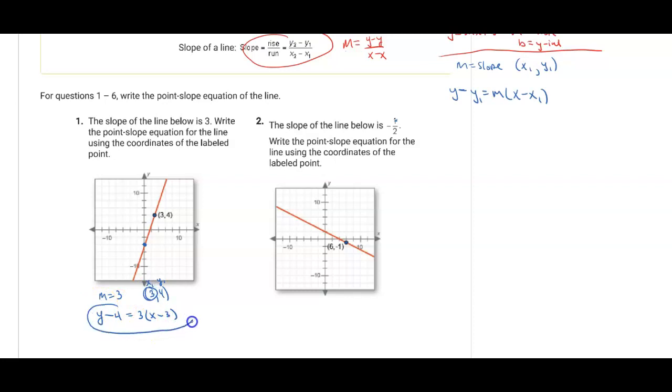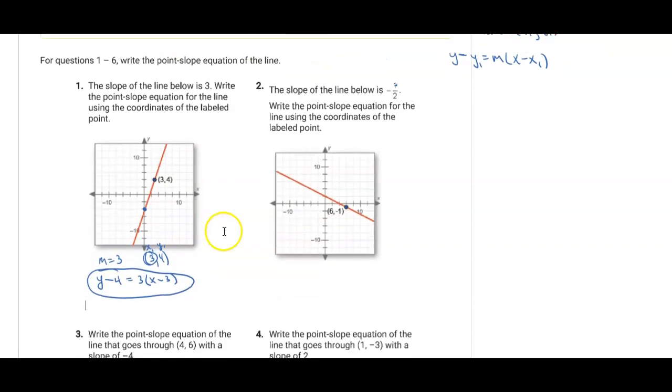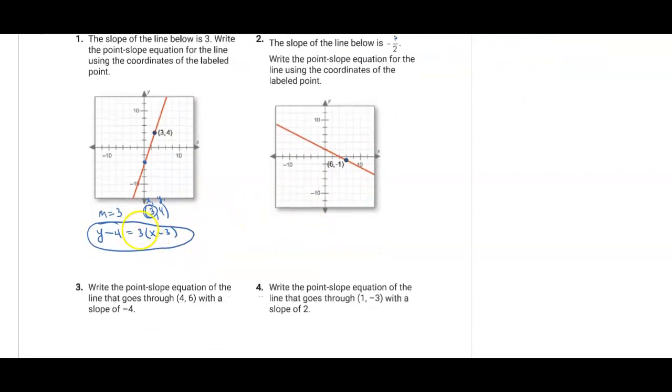And you could leave your equation as is. Sometimes they will have you go ahead and distribute. So you would get y minus 4 equals 3x minus 9 when you distribute. Then add the 4. And when you do that, you would get y equals 3x minus 5, which is the same thing we did yesterday. Both of these answers could be accepted.